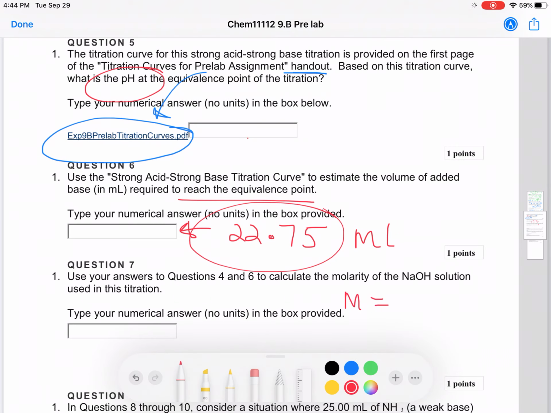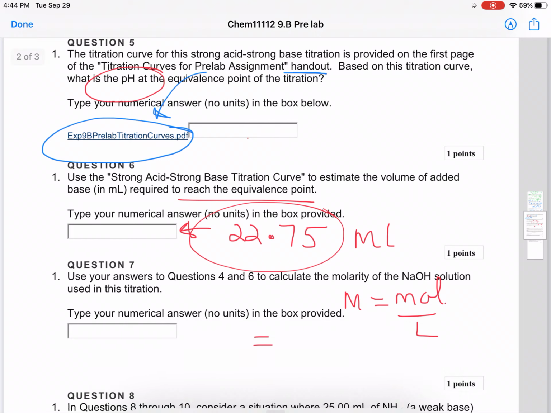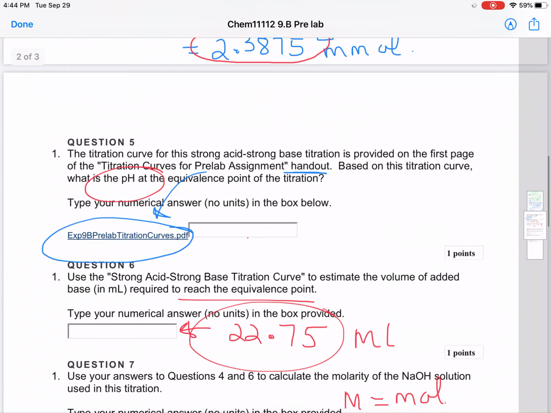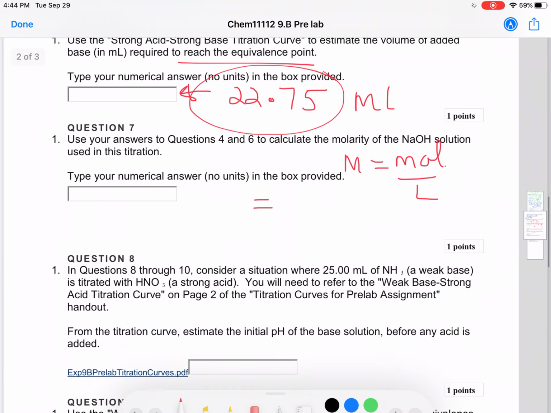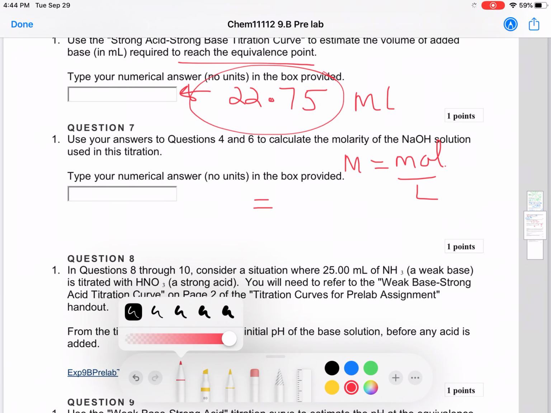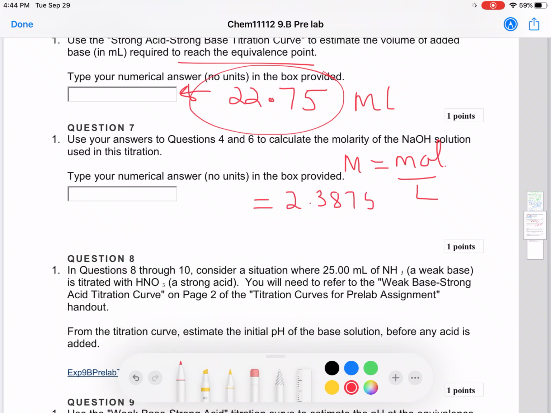So we can find out the molarity of the sodium hydroxide solution, which you guys can do. Molarity equals moles over volume. Moles are given in millimoles, 2.3875. Those are your millimoles, and you divide it by the volume that you estimated from the graph, 22.75. You need to convert it to liters, 10 to the negative 3 liters.